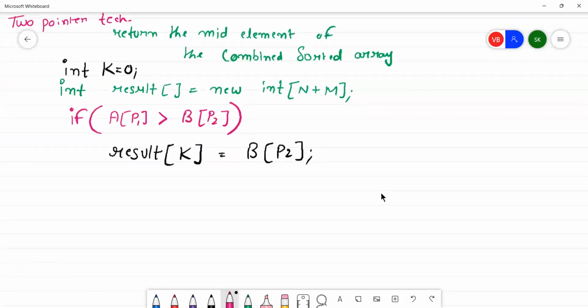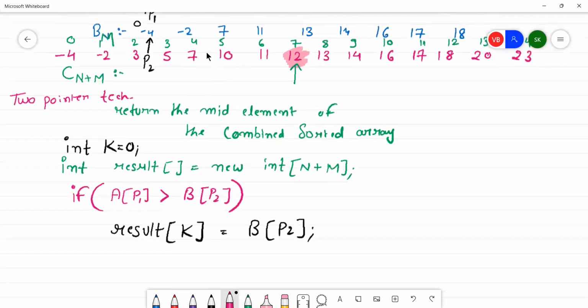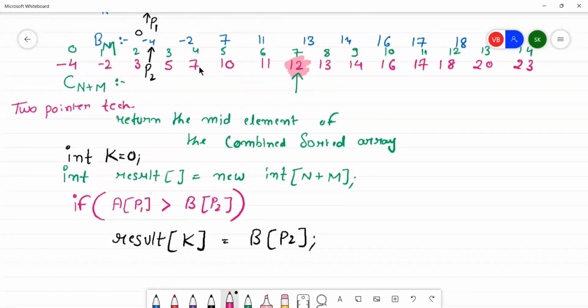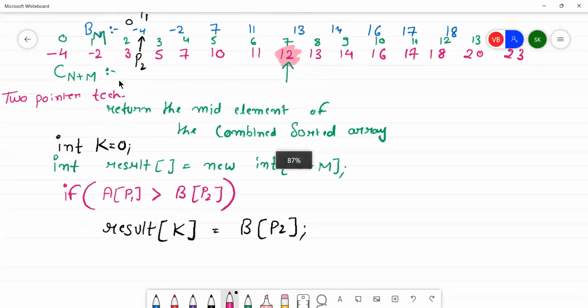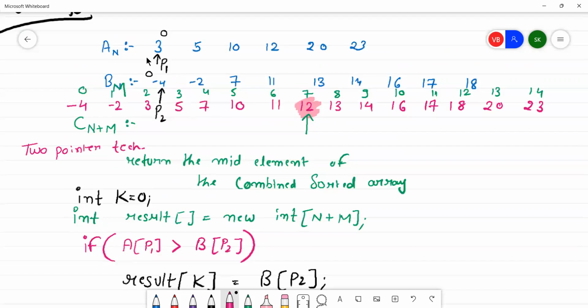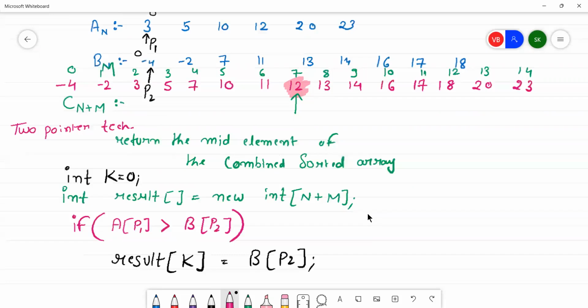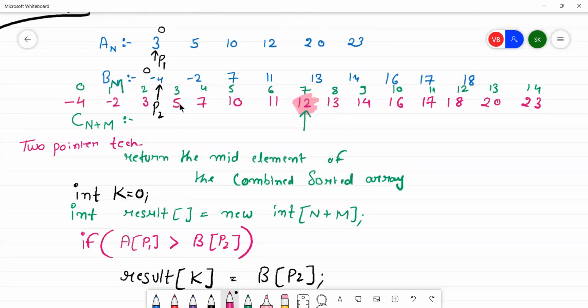Okay. Now you know that B array -4 is taken and now we have to move our pointer to -2. Yes or no? Vaibhav, what I'm trying to say is you placed your first pointer at P1, the first number in the array A. And next you place your second pointer at -4, which is the first number in the B array. Is that clear? And we all know that the starting numbers of both the arrays are the smallest ones, correct?